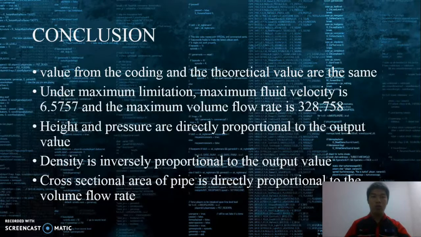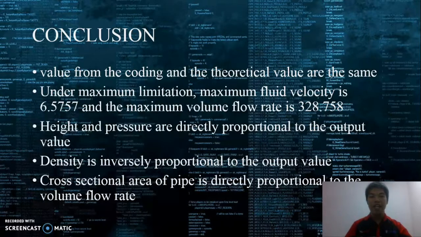Okay, as the conclusion, we can say that the value from the coding and the theoretical are the same. That means this function can run well if it is set with a certain maximum limitation. So with the constraint and the condition we set in this previous report, we can get the maximum fluid velocity is 6.5757 and the maximum volume flow rate will be 328.758. So this is useful if we are using this in fluid mechanics problem solving.